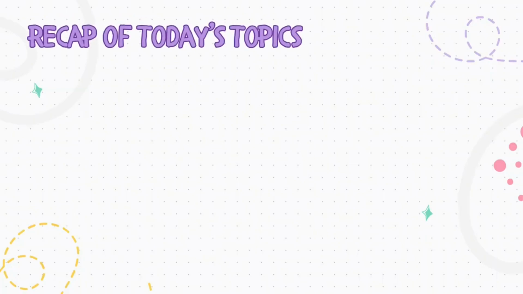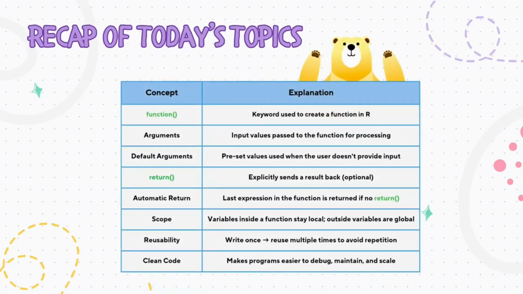So let's have a recap of today's topics. Today we learned that functions inside of R are defined using the function keyword. Next we learned about arguments, which are input values that are passed into the function for processing. We learned about default parameters or default arguments, which are preset values used when the user doesn't provide input. We learned about the return statement, which explicitly sends back a result, and that it is optional as well, since the last evaluated expression inside of a function gets returned automatically, which is the automatic return I just mentioned.